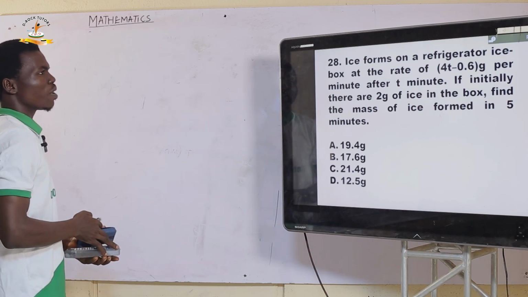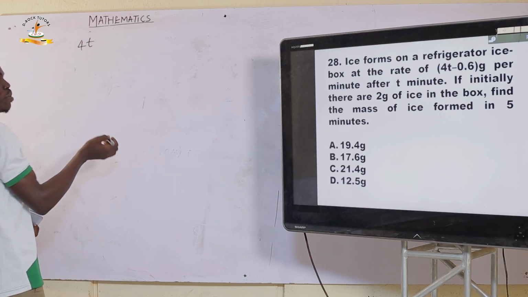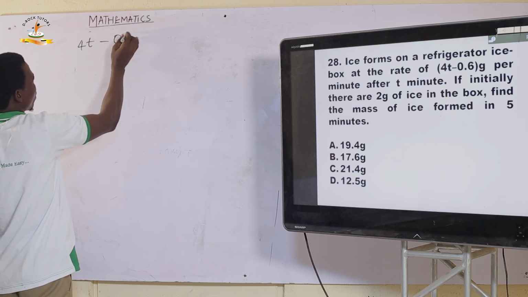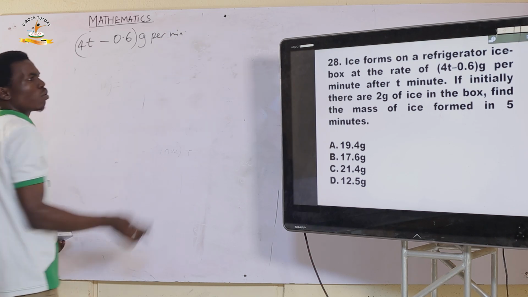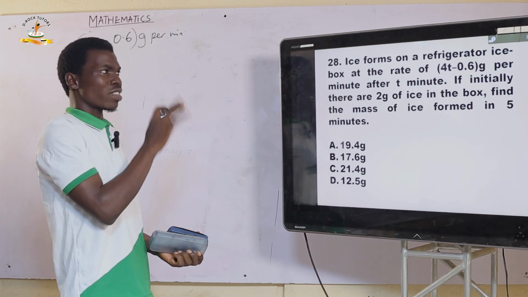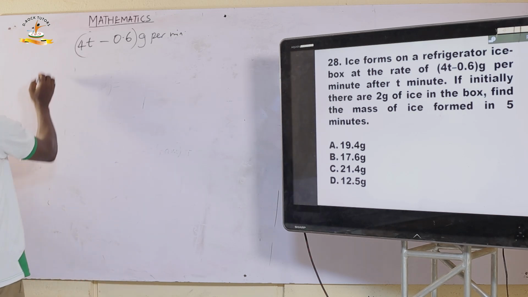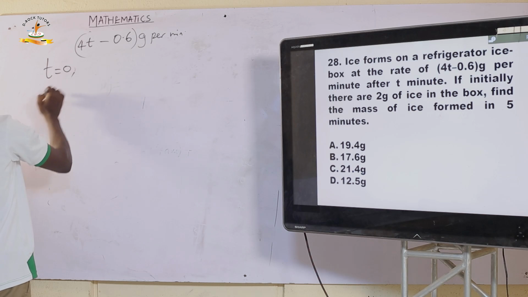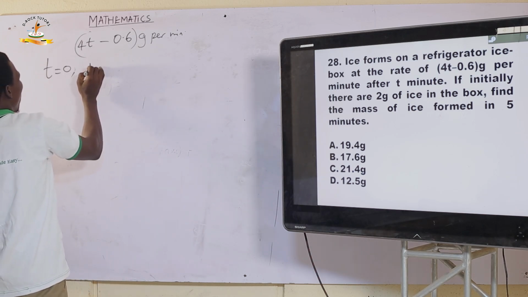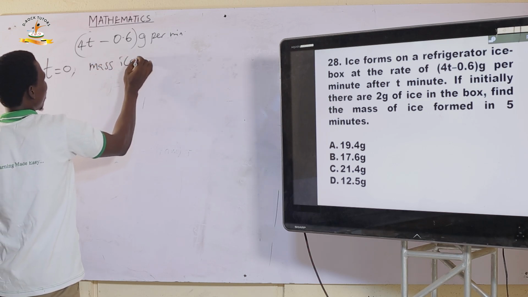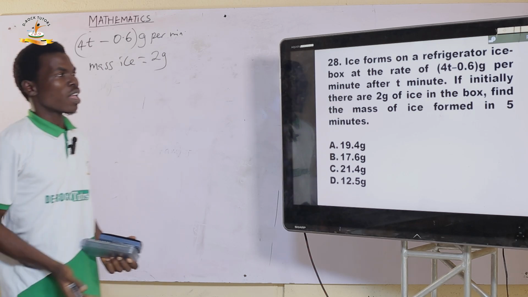So we have ice being formed at the rate of 4t, with t for time, in minutes, minus 0.6, all in grams per minute. So we had that after 10 minutes, that was the formula. So if initially there were 2 grams of ice, so at time t equals 0, that was initially, we have mass of ice equals 2 grams. However, what happens after 5 minutes?